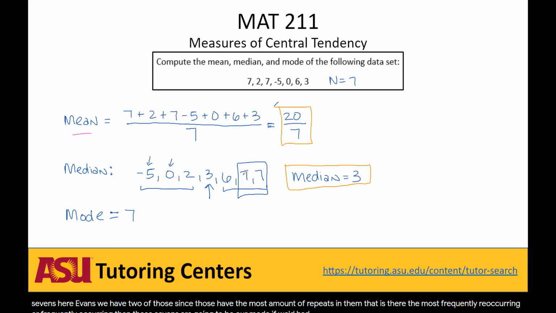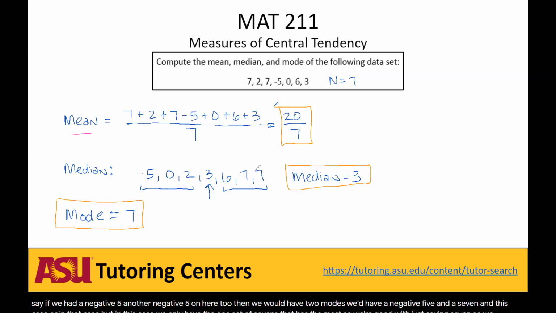Now, if we'd had more than one point that had the same highest number, so say if we had another -5 on here too, then we would have 2 modes. We'd have a -5 and a 7 in that case. But in this case, we only have the one set of 7s that has the most. So we're good with just saying 7. So we found our mean, our median, and our mode out of our data set. And that's it.